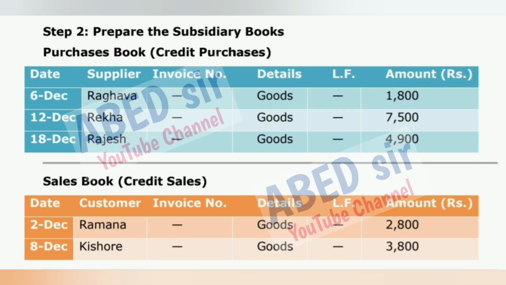Step 2. Prepare the subsidiary books. Purchases book, credit purchases. Date, supplier, invoice no., details, LF, amount Rs.